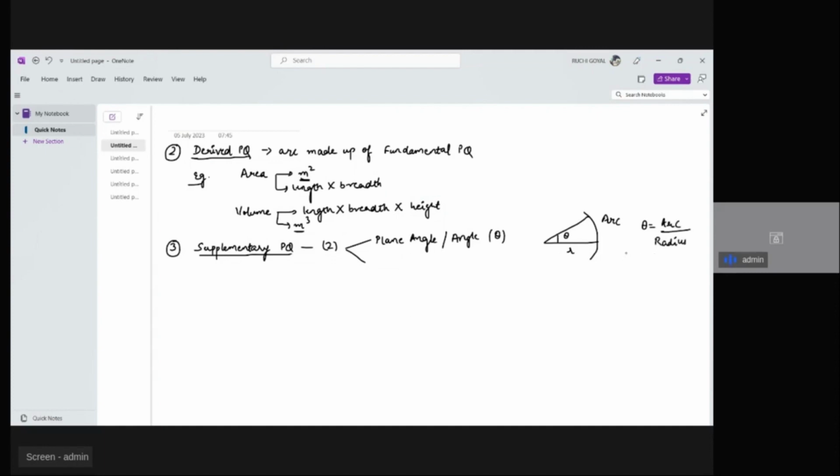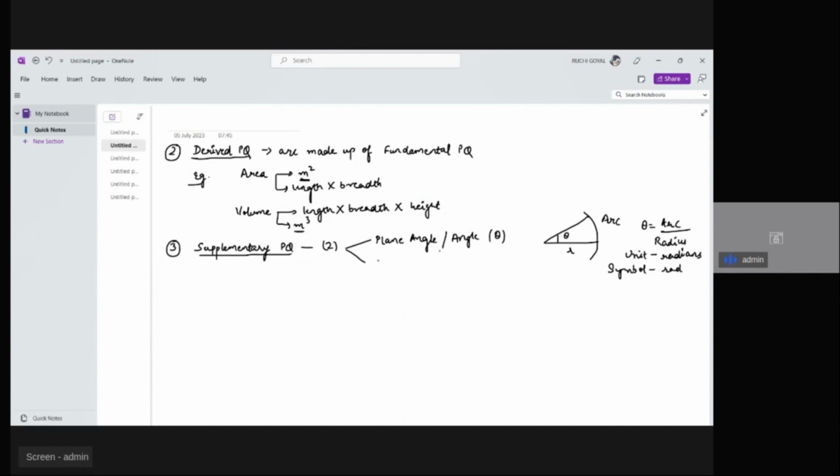So what is its unit? Unit of theta is radians. And if we write the symbol, as I told you, the symbol will be RAD. This will be the symbol of radians, right?